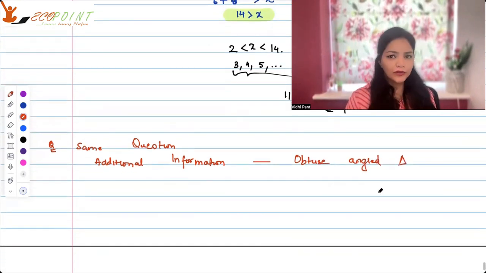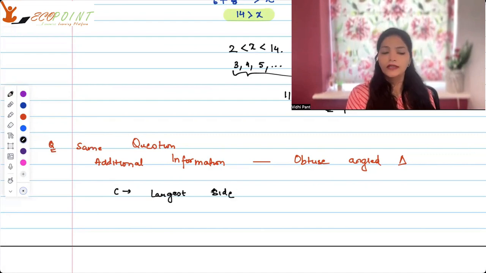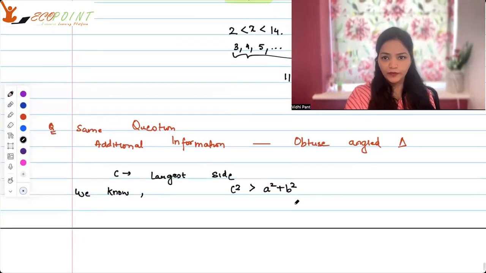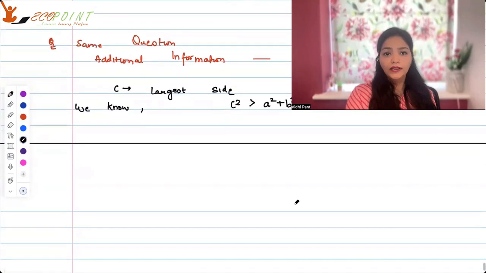So if this is an obtuse angled triangle, what can I use here? In terms of sides, what do we know? If C is the largest side, then we know that in an obtuse angled triangle, C square would be greater than A square plus B square. Okay. Now the information that we have is that we have sides x, 6 and 8.